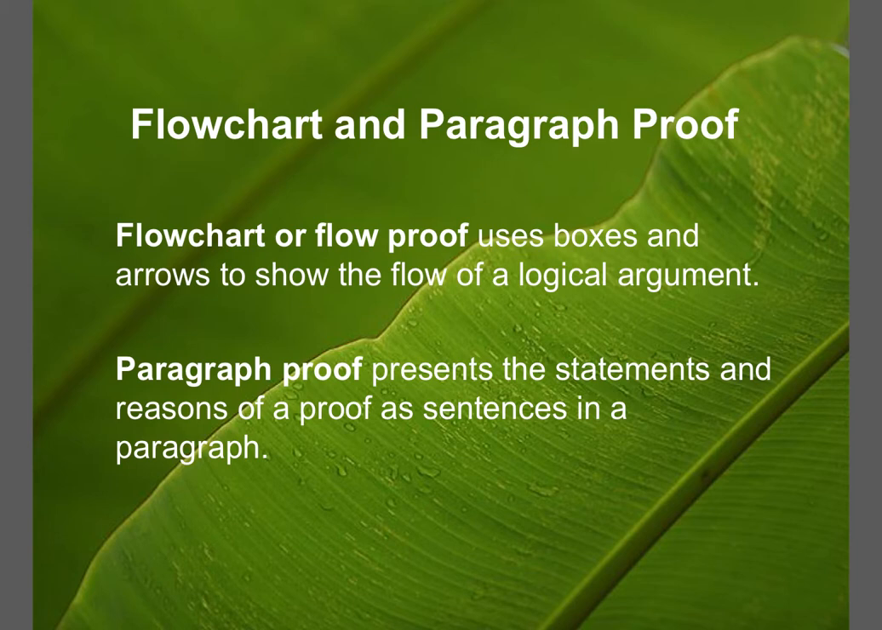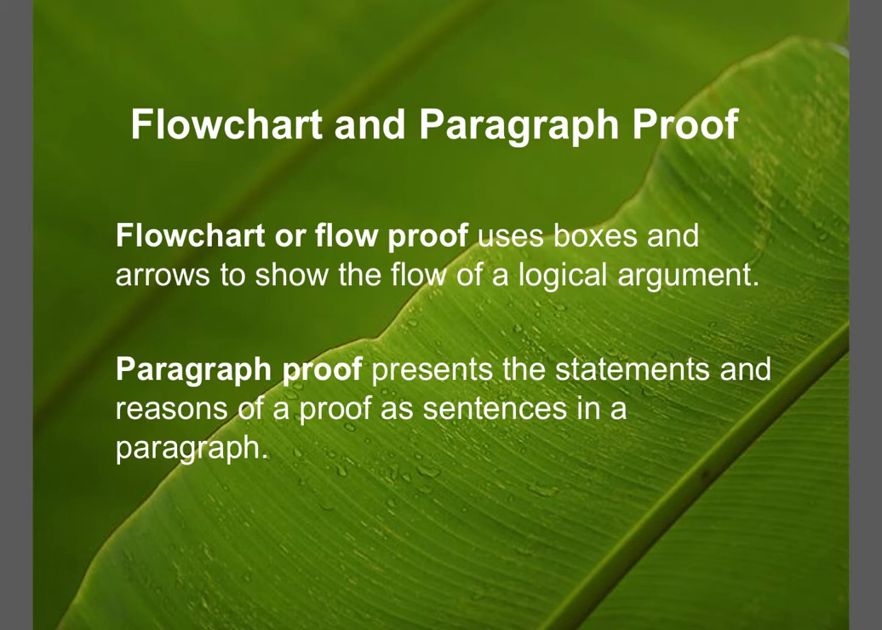A flow chart literally uses boxes and arrows to show the flow of a logical argument. So it doesn't have to be in a linear path. You could have written in the beginning something given, drawn an arrow to something else with a circle of the next step, drawn a circle to the next step. That would be a flow proof.